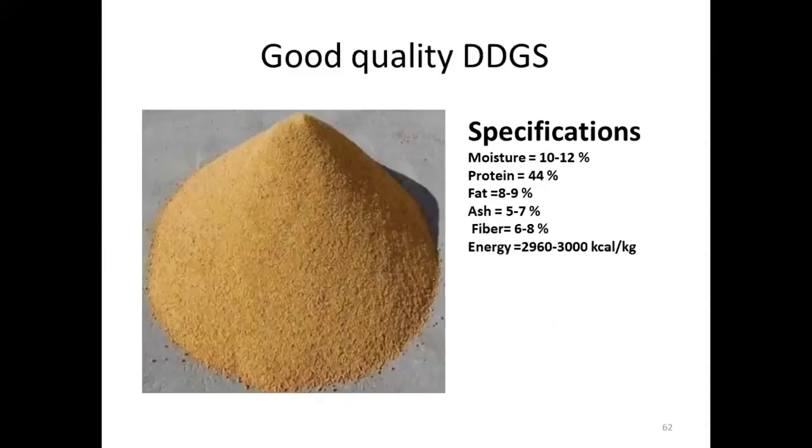So good quality DDGS has the following specifications: moisture 10 to 12%, protein 44%, fat 8 to 9%, minerals 5 to 7%, fiber 6 to 8%, and energy 2,962 to 3,000 kilocalorie per kg.